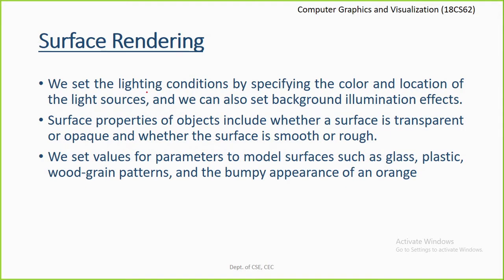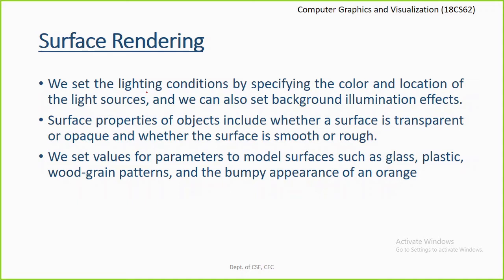Then we have something called surface rendering. We set the lighting conditions by specifying the color and the location of the light sources, and we can also set the background illumination effects. For proper surface rendering, we need to have proper light conditions. We need to set the light conditions by specifying the color and the location of the light sources.